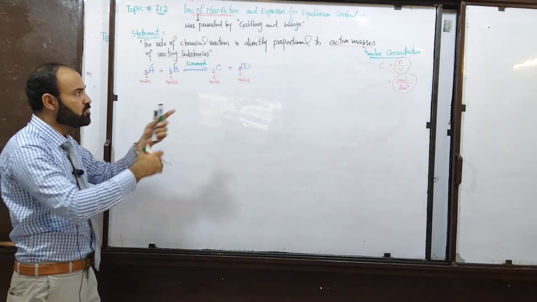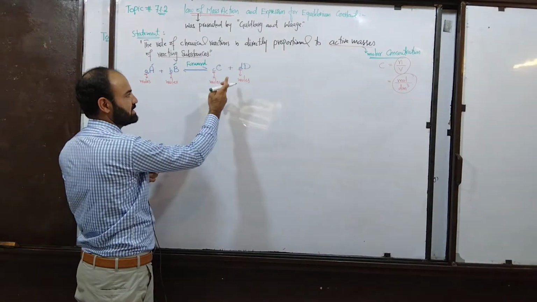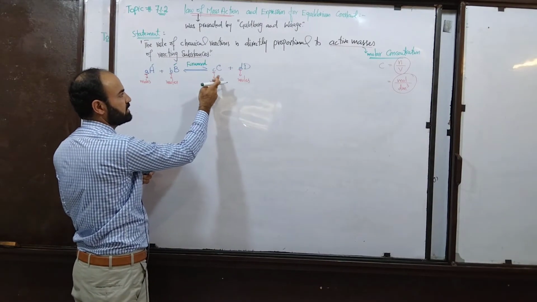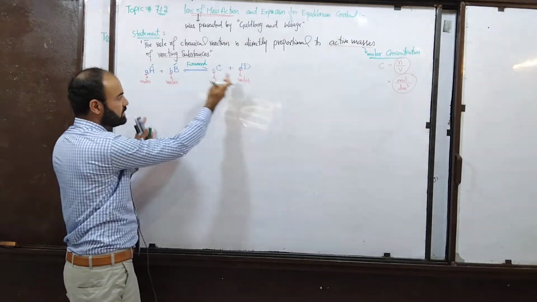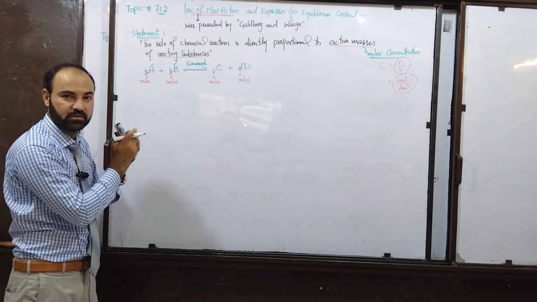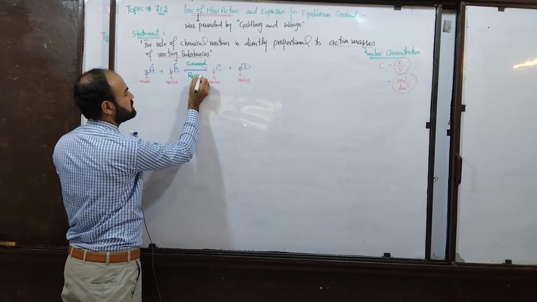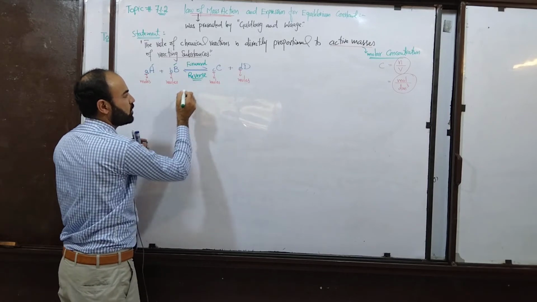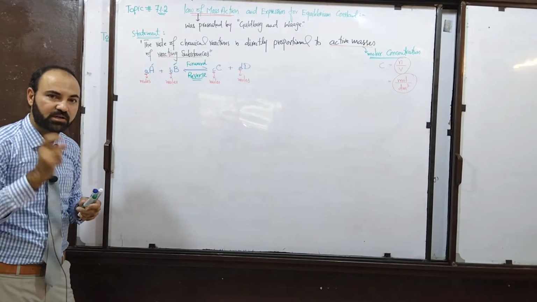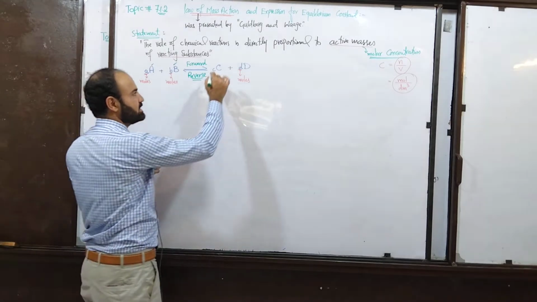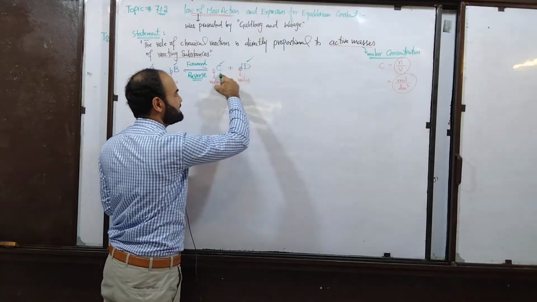But if we move to the product side and we discuss there, the reaction also moves in the reverse direction, from right to the left side. Then this process is known as the reverse process. And for the reverse process, the reacting substances will be C and D.